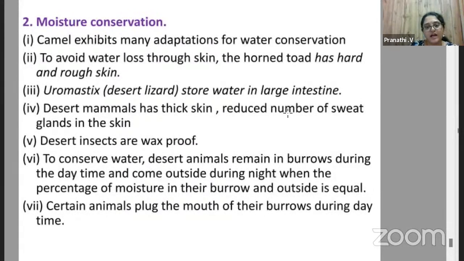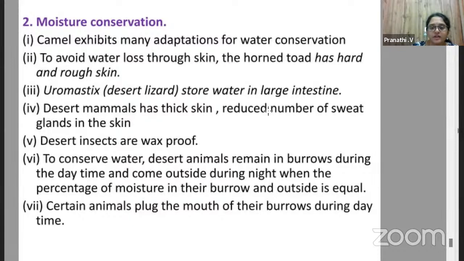Uromastics can store large amounts of water in the intestines. So every desert mammal has a thicker skin, a reduced number of sweat glands, and wax proofing. Some of the desert animals or insects have a wax coating on top, so that very little water or moisture goes out of the skin, and they remain in the burrows during the daytime.